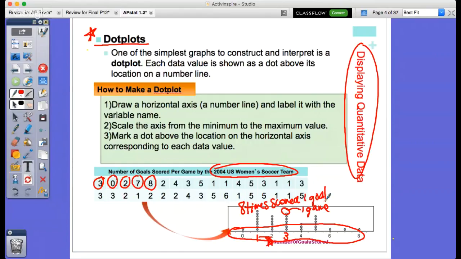We label that by drawing the horizontal axis. We did that. Labeling it, scale the axis. So you want to make sure that it's set up to where you have 0, 1, 2. Don't skip numbers. Make sure it's consistent there. And then mark a dot for every time that location occurred. So as you go through, you'd have 1, 2, 3, 4, 5, 6, 7, 8, which is just what we found: 8 times where they scored 1 goal within that season. So 8 games, they scored 1 goal.